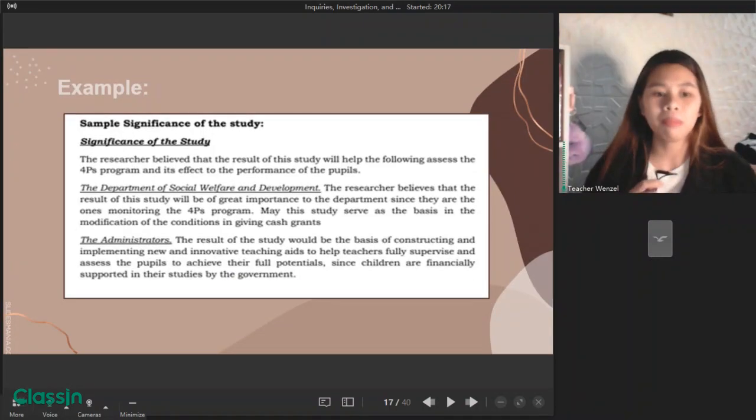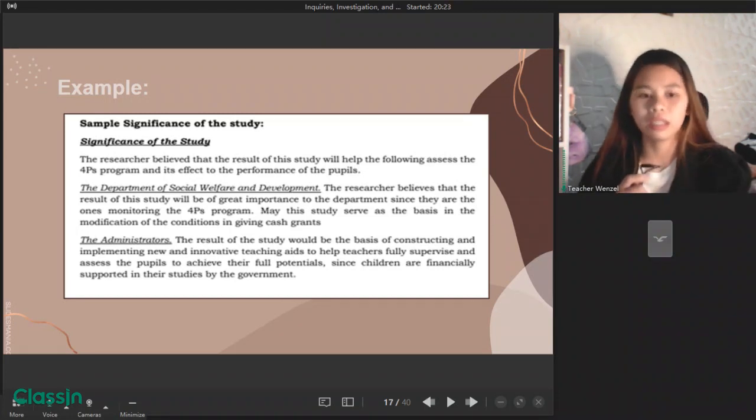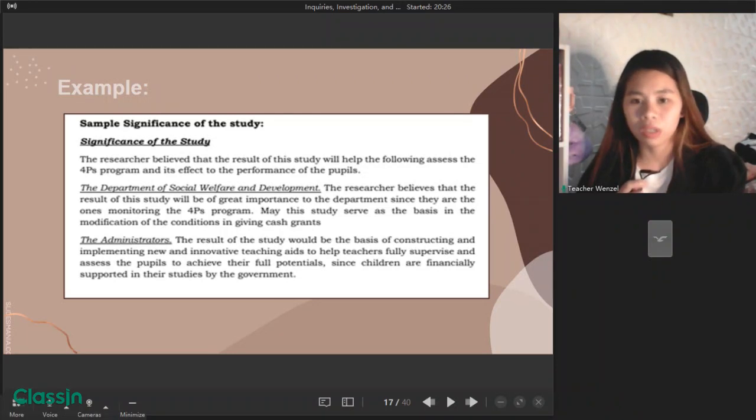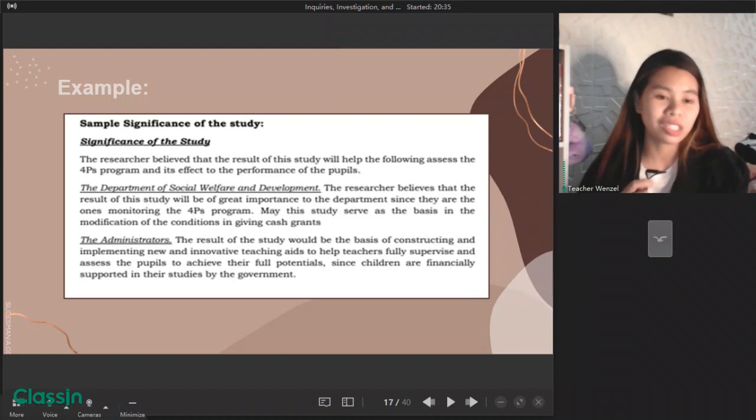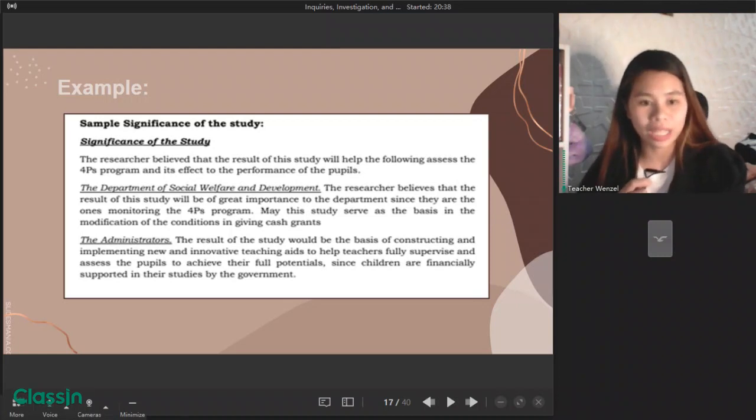Who would probably be the beneficiaries? That would probably be your teachers, the students, administrators, the people involved in your research, and the other researchers. Okay, so it's just that. You will just identify who are the beneficiaries of your research and its benefits to them.